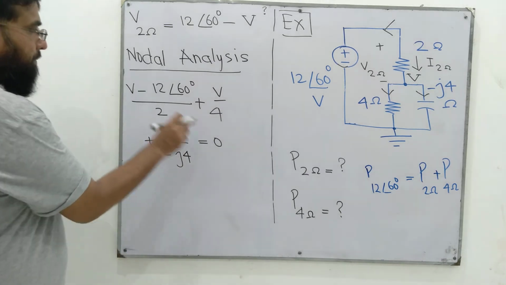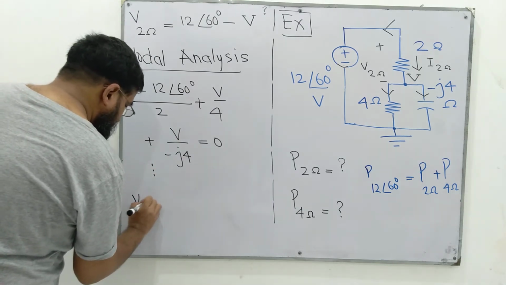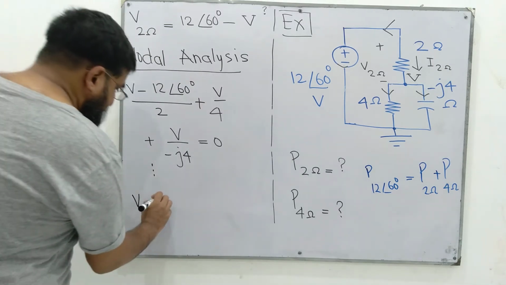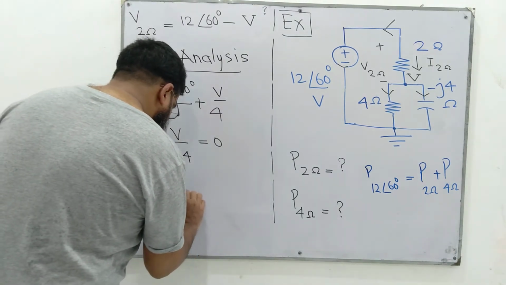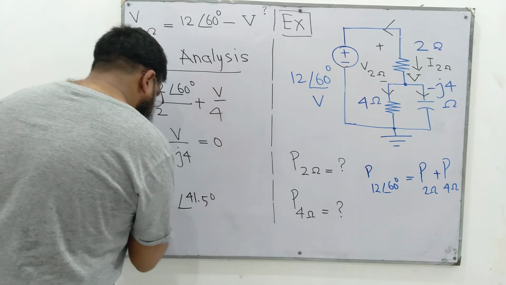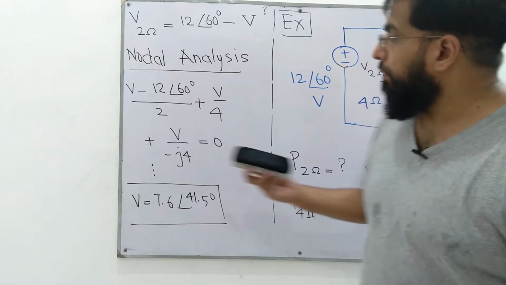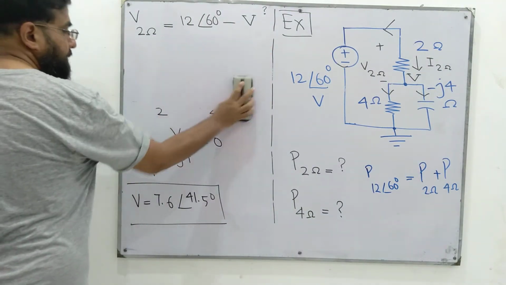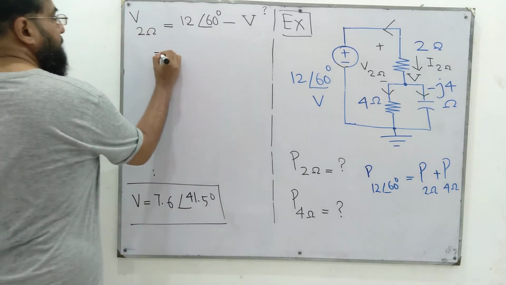I have solved it: multiply the whole equation by 4, then we find V and convert it into polar form. It comes out to be 7.6 at an angle of 41.5 degrees. So this V can be used to find the voltage drop across this 2 ohm resistor.